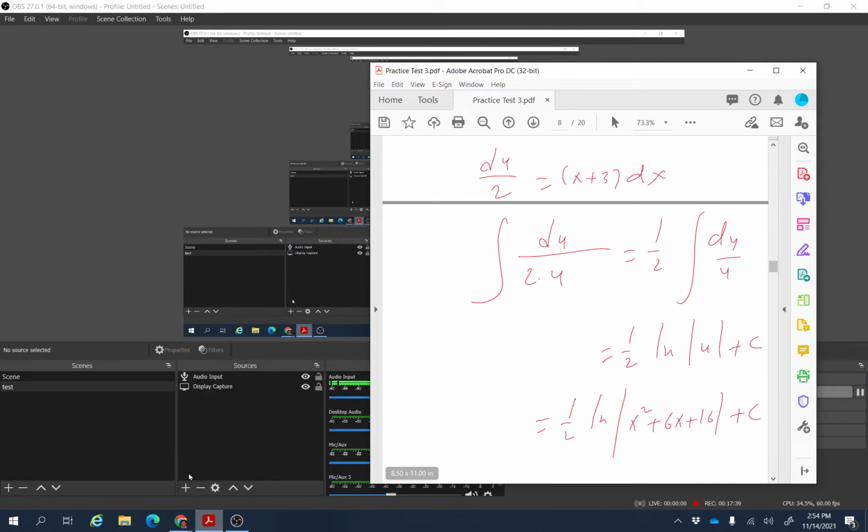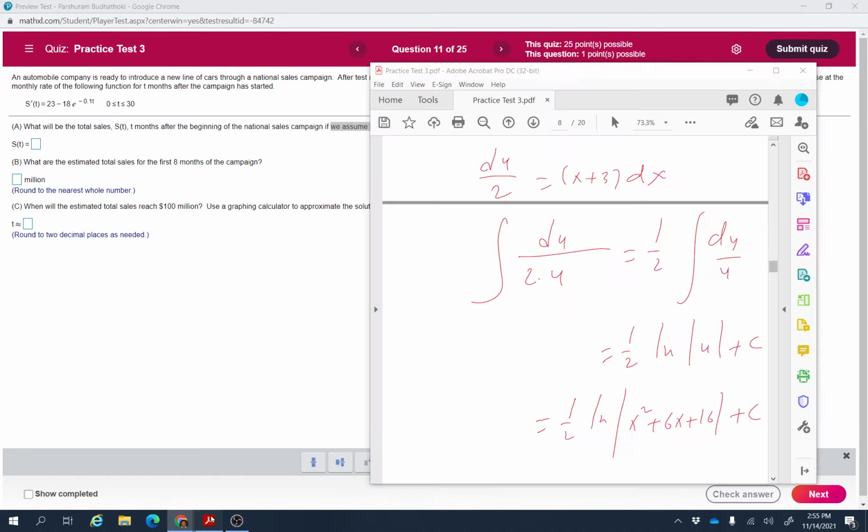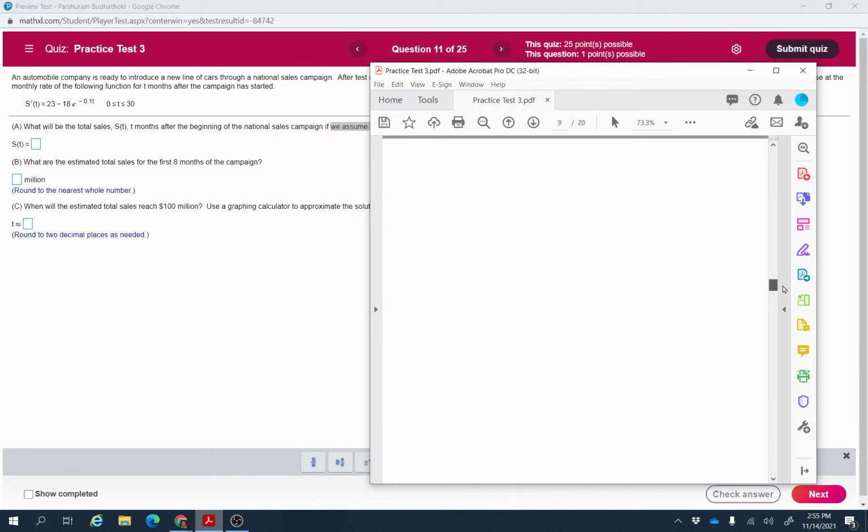Okay, so in this problem, we are given the rate of change of cells, S prime of t. S prime means it's a rate, so to go from S prime to S of t, we need to find the integration of this function. Also, we assume that there are no cells at the beginning, which means the value of S at t equal to 0 is 0. That will help us find the constant. So let's go here and try to solve it.